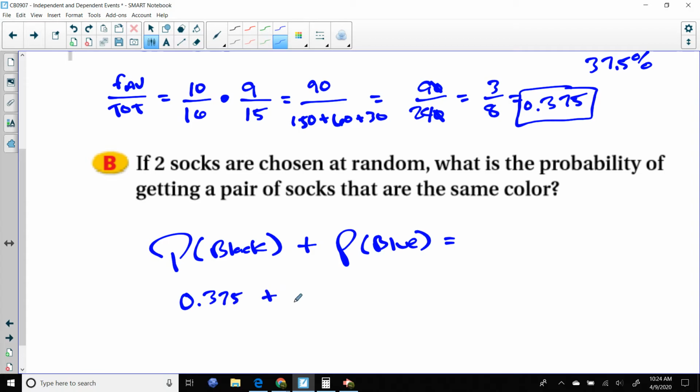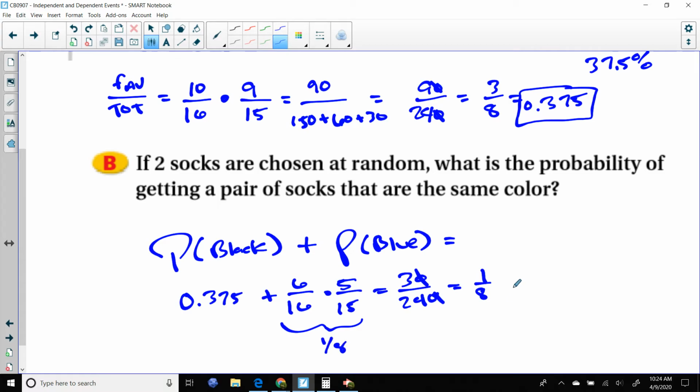So I have to add that to the probability of getting 2 blue socks, which is going to be 6 out of 16 and 5 out of 15. So we'll multiply those together. We get 30 over 240. Cancel the zeros out, and 3 goes into 24 8 times, which is 1/8. So this whole thing here will be 1/8 plus the 3/8 that we had earlier is going to be 4/8, and 4/8 is 0.5, or 50%.